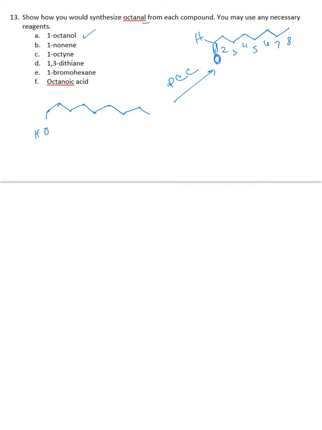Okay, the other one, nonene. So we've got 1, 2, 3, 4, 5, 6, 7, 8, 9. Well, if you cleave that with ozone and DMS, you're going to get the aldehyde. So that'll give you the aldehyde. So ozone and DMS.